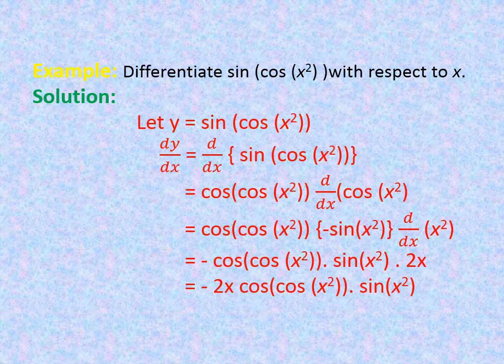Now as you look in the fourth line, we are again differentiating d upon dx of x square, because the third function was x square. So we have to multiply the differentiation of that. And differentiation of x square is what? 2x. So we are getting the final one as minus cos(cos x square) sine x square times 2x. This was for sine, this one for cos, and 2x for x square. So simple multiplication of these three will get your final answer.